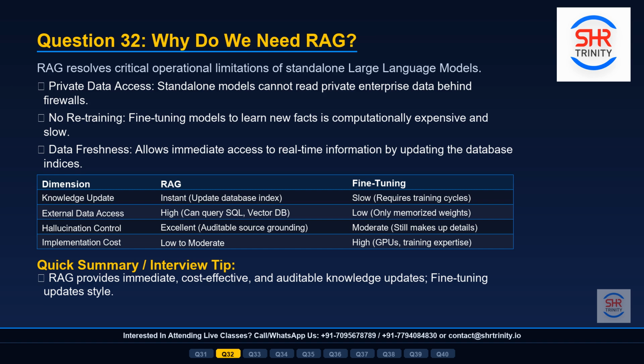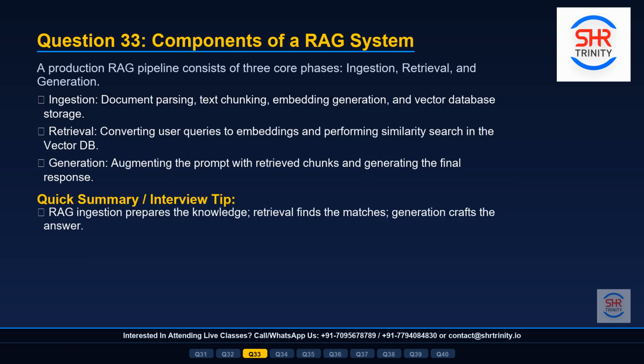Question 33. What are the components of a RAG system? A production-grade RAG system is divided into three main pipelines. First, the ingestion pipeline, where raw documents like PDFs or Word files are parsed, broken down into smaller text chunks, converted into vector embeddings, and stored in a vector database.